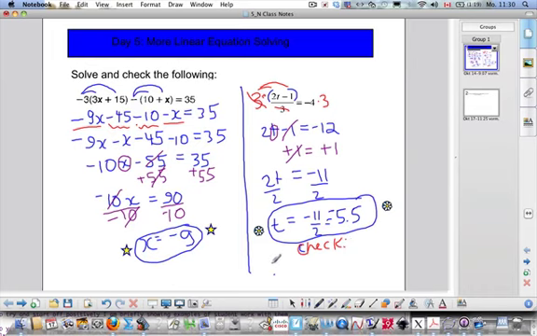Let's see. So we're going to have 2 times negative 5.5 minus 1 divided by 3. What does that give us? Okay, 2 times negative 5.5, that's negative 11. So what we've got is negative 11, negative 1 over 3. Minus 11 minus 1 is minus 12 over 3. And of course, that equals to minus 4. So you can see that it gives you the answer that you started with. So you're confident that you're correct.